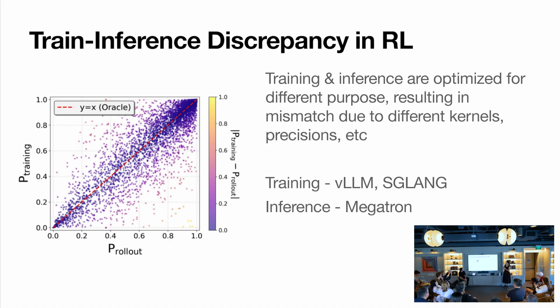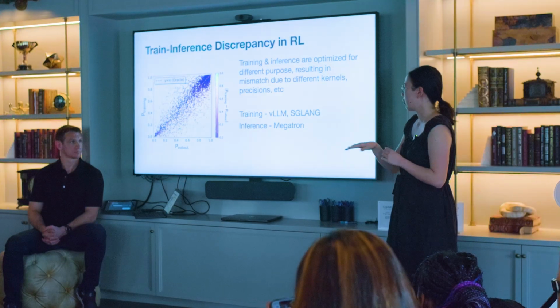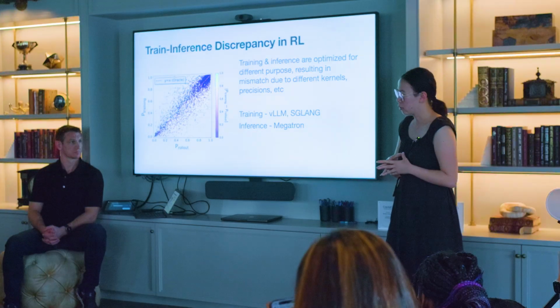Okay, and now I want to get into one of the biggest challenges in large-scale RL, which is train-inference discrepancy. It's a bit of a weird issue. Basically, your training stack and inference stack are optimized for completely different things. So these result in a lot of inherent mismatch just due to different kernels and precisions. So in training, you're using things like VLLM. For inference, you're probably using Megatron.